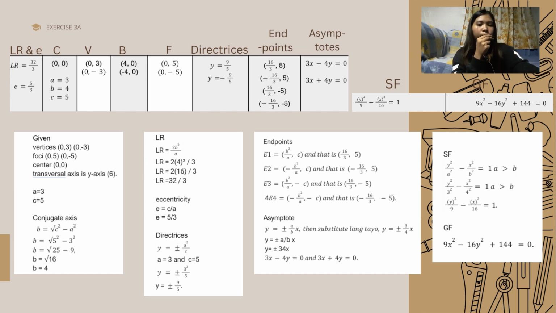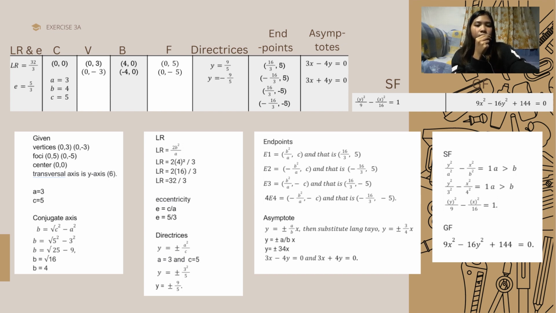Tapos, after that, yung eccentricity naman natin. Ang formula natin for that one is E is equals to C over A. Substitute lang natin since C is equals to 5 and our A is equals to 3. Our letter E or eccentricity is equals to 5 over 3.